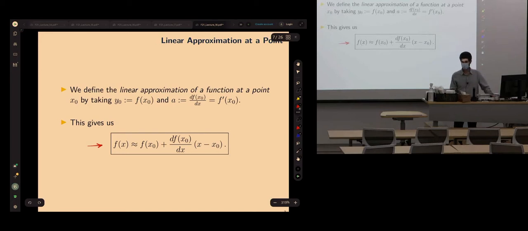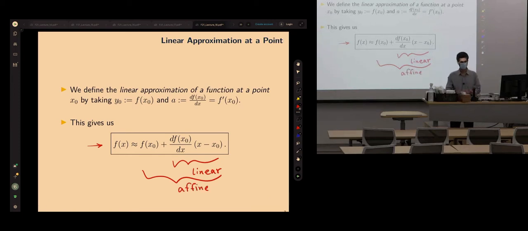And just to be very precise, this part is called linear. The whole thing is called affine. But when we talk about linear approximation, that's what we mean. You have a constant here plus a linear part, a line that goes through the origin, right? So if somebody gives you this nonlinear function and asks you to linearize it, that's what you do, right?